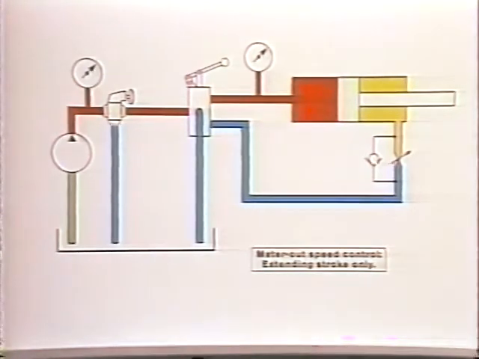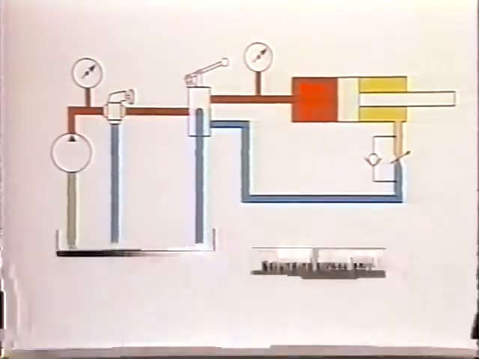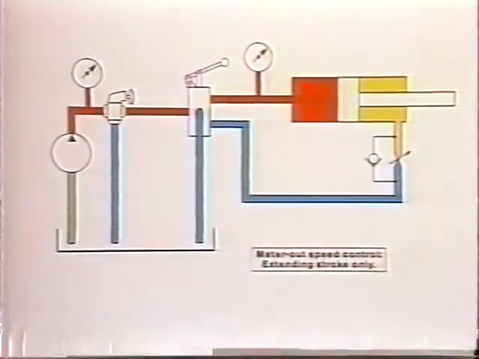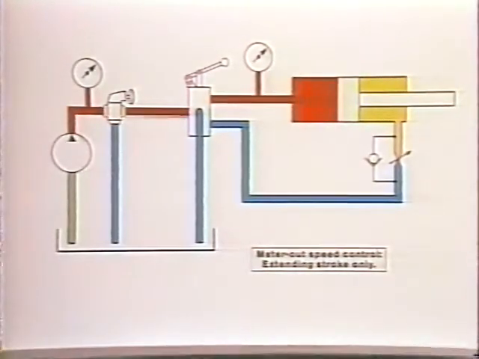If this happened to be a 2-to-1 ratio cylinder, and we were controlling the flow rate out to the tune of, say, 3 gallons per minute, then the flow rate into the other side would be 6 gallons per minute. But we have a 10-gallon per minute pump, and here, too, the other 4 gallons would return to tank over the relief valve. And our pump would be operating at the relief valve setting regardless of how easy or difficult it was to move the load.